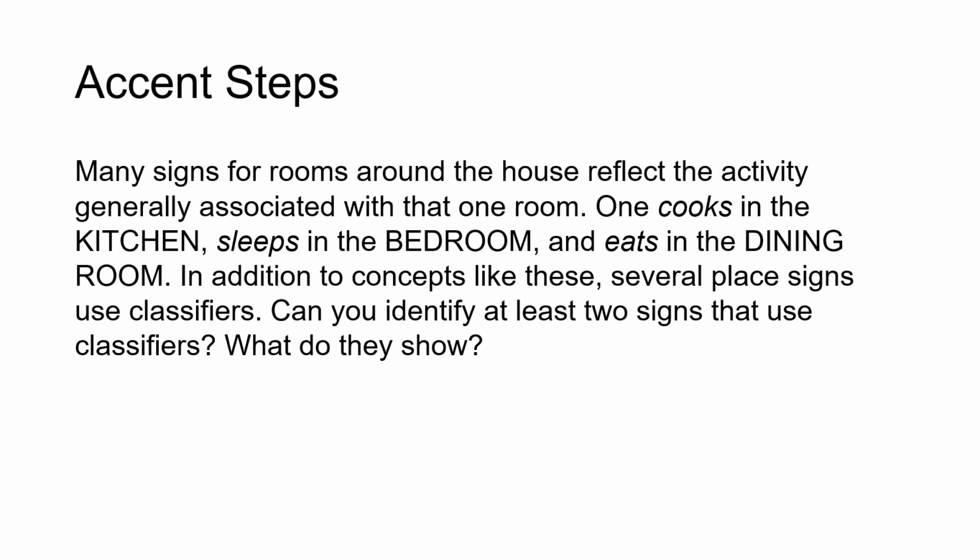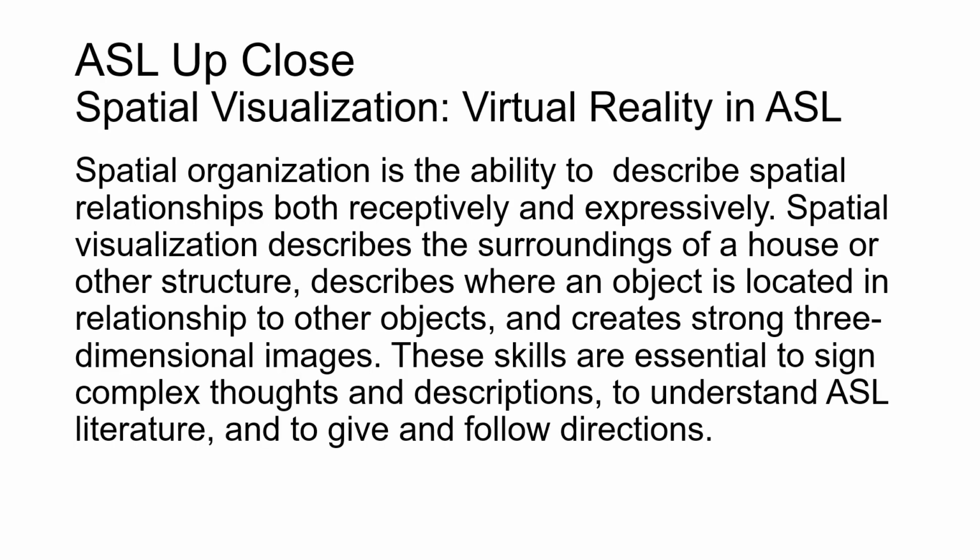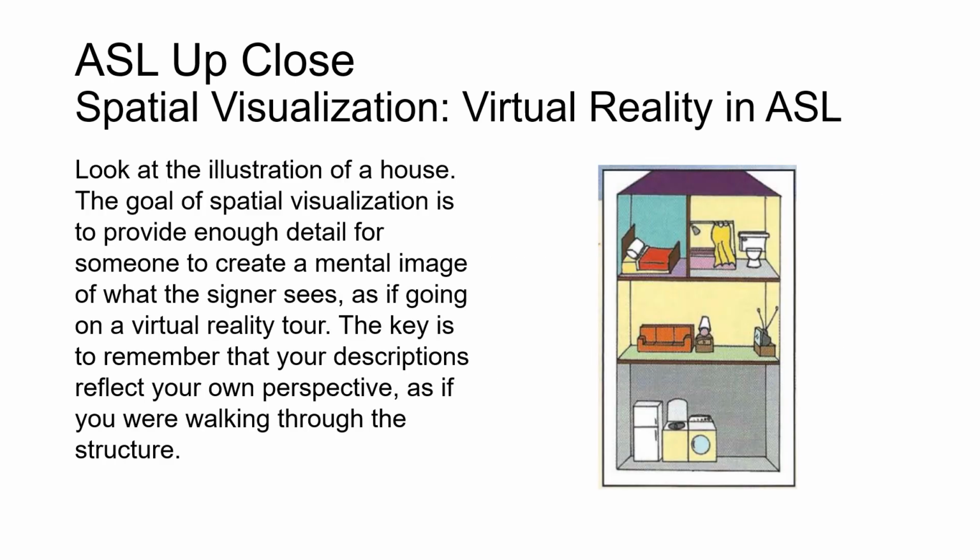What do they show? ASL up close, spatial visualization, virtual reality in ASL. Spatial organization is the ability to describe spatial relationships both receptively and expressively. Spatial visualization describes the surroundings of a house or other structure, describes where an object is located in relationship to other objects, and creates strong 3-dimensional images. These skills are essential to sign complex thoughts and descriptions, to understand ASL literature, and to give and follow directions.